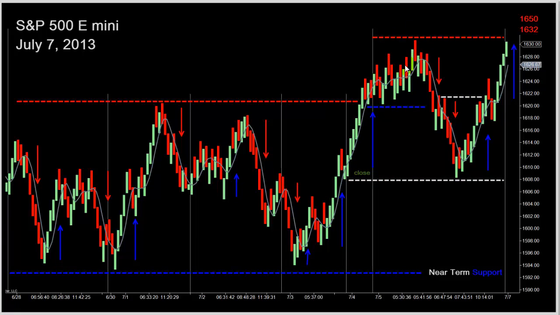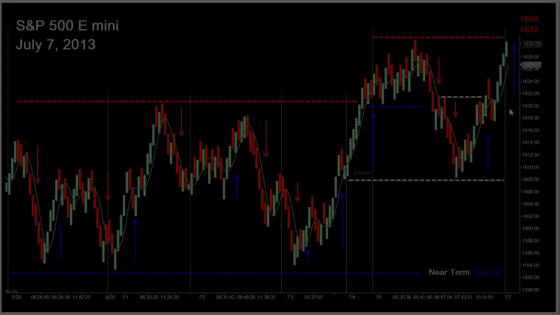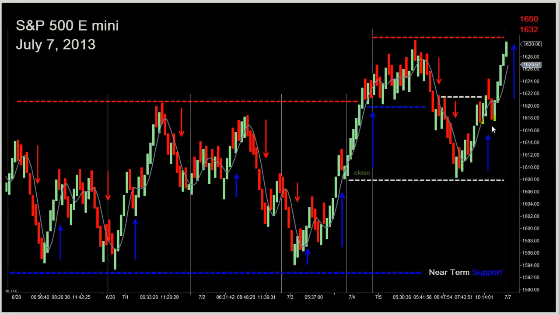In the context of Friday's high, should the S&P break out above what was resistance during Friday's session, a pullback down at or near the 1620 level may represent the extent of the pullback before the S&P continues higher up to the 1650 price target.